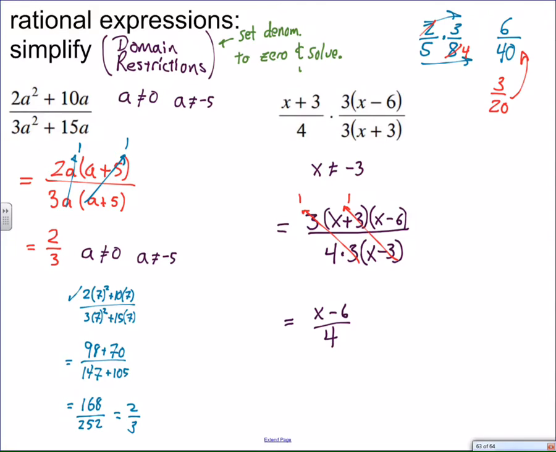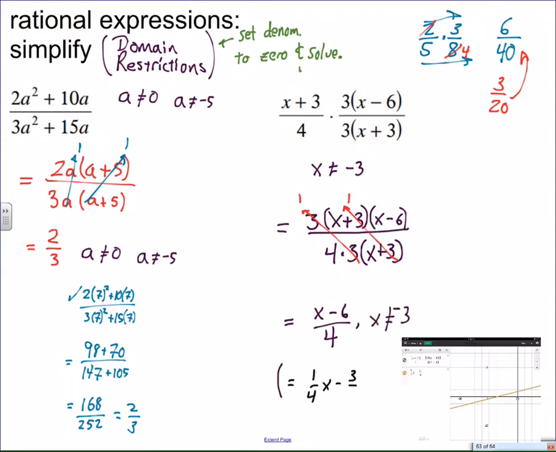And 3 divided by 3 is also 1, leaving us with x minus 6 over 4, and x cannot equal negative 3. That's my restriction. As you can see, when I check with Desmos, I get a linear function. Even though this does not look linear at all, it does simplify into a linear function where the slope is 1/4 and the y-intercept is negative 3/2.